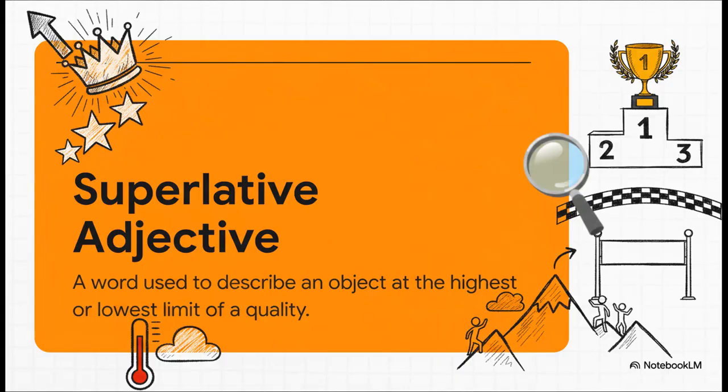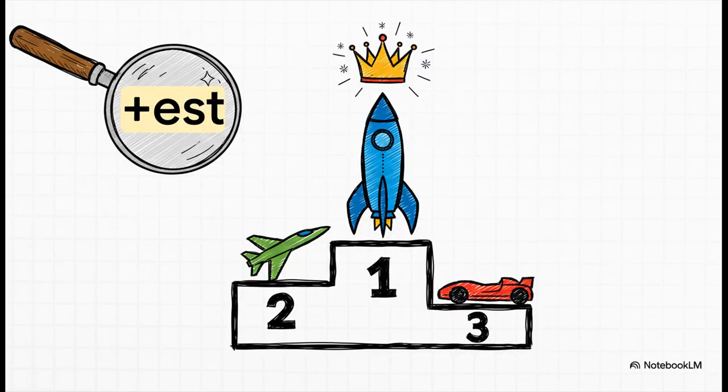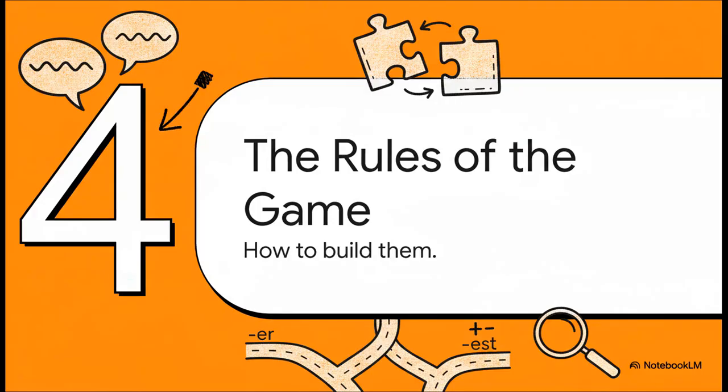For this, we need to level up. We need the superlative adjective. Just think super. That's what it's for. This is the word we pull out when we want to pick just one thing from a group of three or more and declare it the absolute champion, the one at the very highest or lowest limit. And the solution is beautiful. The rocket is the fastest of all. That little est at the end does all the heavy lifting. It signals that this is the absolute peak. Nothing else in this group is faster. We have our winner.